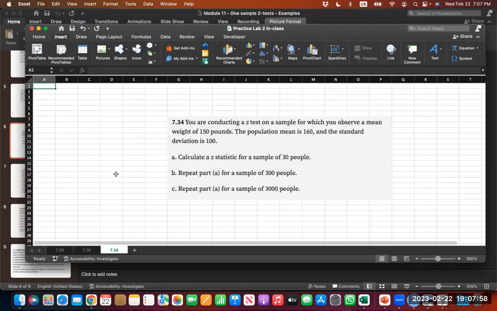This example conducts a comparison between a sample, for which you have a mean weight, and the population mean with a standard deviation of 100. So you have an x bar of 150, a mu of 160, a sigma of 100, and an n of 30.